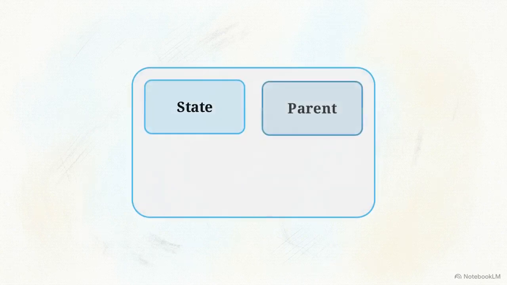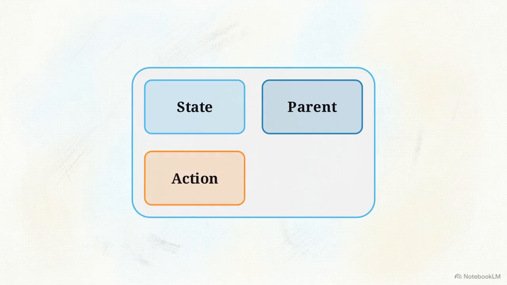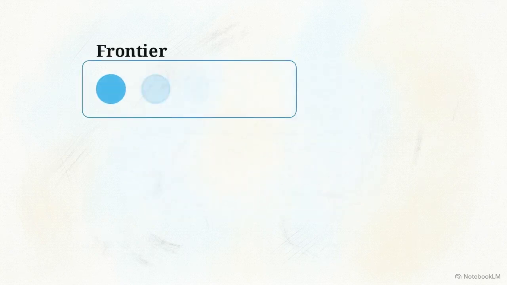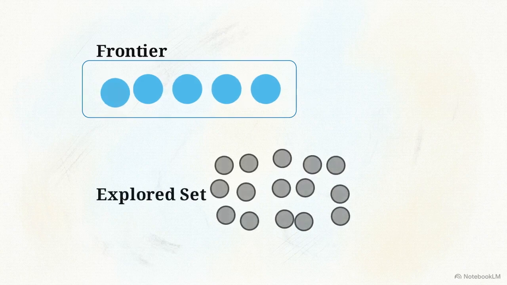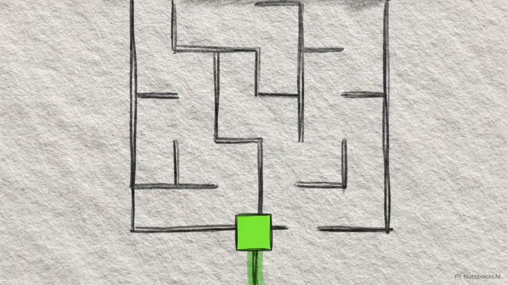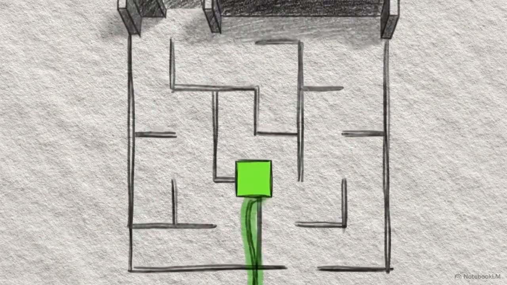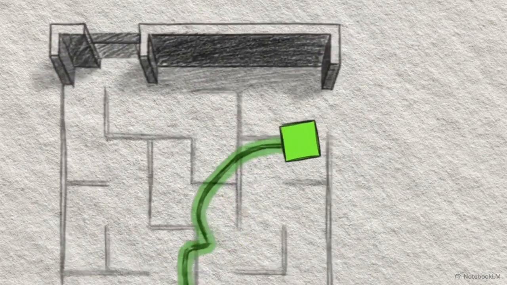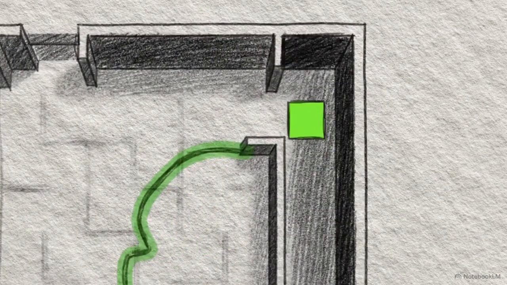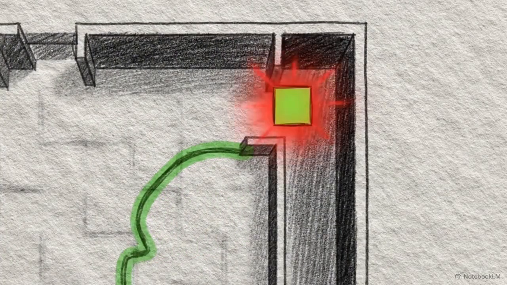When the algorithm expands a node, it logs the current state, the parent node that generated it, the action taken, and the total path cost. These nodes are managed in a pending queue known as the frontier, while an explored set logs past positions to prevent infinite loops. Correctly defining these parameters is mandatory. Without a structured state space, an AI has no mechanism to distinguish between a successful solution and a failure.